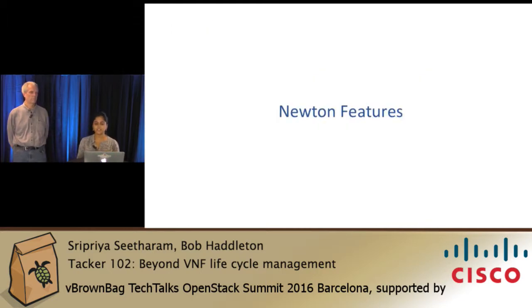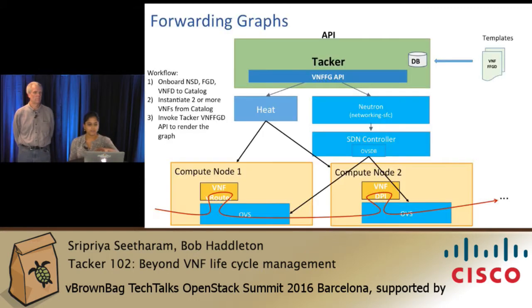Now let's take a look into the Newton features. The first feature we delivered in the Newton cycle is the forwarding graphs. In Tacker, we introduced the NFV orchestrator plugin to implement the forwarding graphs. We have the VNF forwarding graph API that can take in the descriptor and the descriptor itself as an input, and also the SFC policies that can be described in the template.